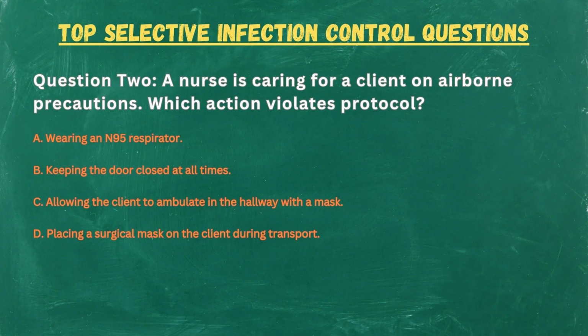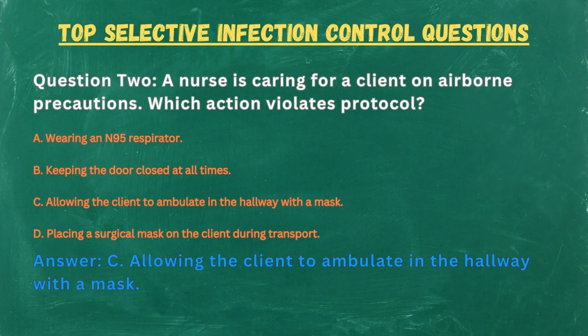Question 2. A nurse is caring for a client on airborne precautions. Which action violates protocol? A. Wearing an N95 respirator. B. Keeping the door closed at all times. C. Allowing the client to ambulate in the hallway with a mask. D. Placing a surgical mask on the client during transport. Answer. C. Allowing the client to ambulate in the hallway with a mask.